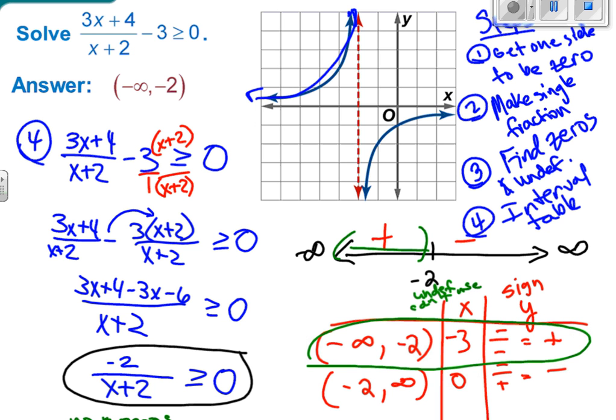Say that again. Because it's this fraction, and if I put in -2, I get a 0 on the bottom, so anything divided by 0 is undefined.